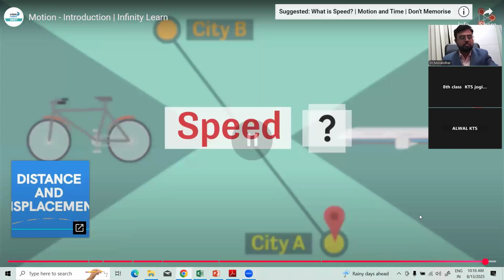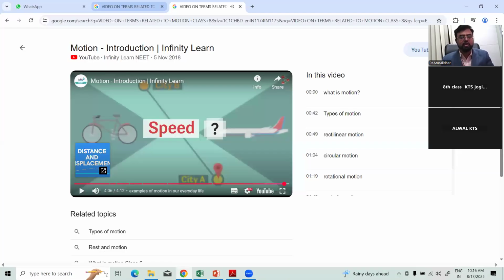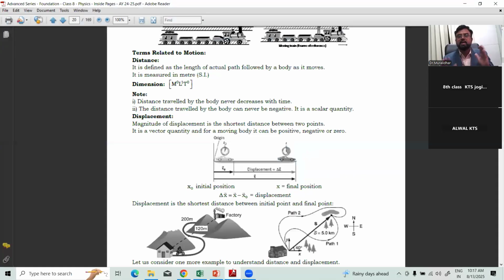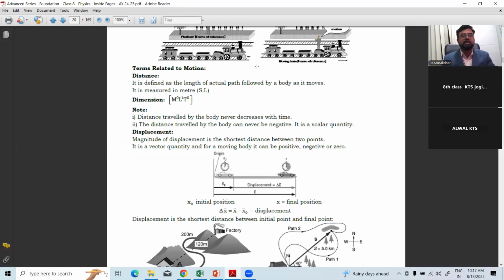Right. So, we learned what exactly motion is and the various types of motion which you learn in the 6th and 7th classes. We just recorded that before going to our next topic. That is, when a body is in motion, what kind of terms will we come across? So, terms related to motion.